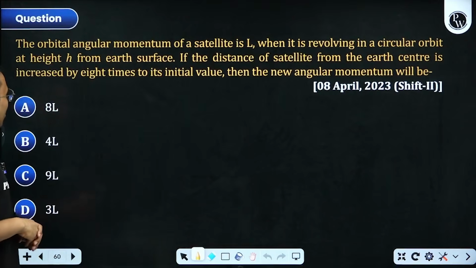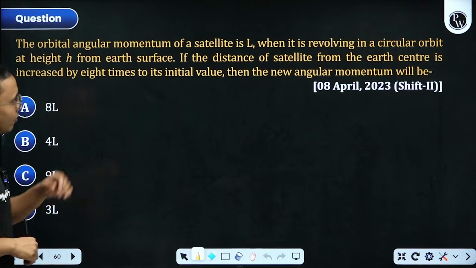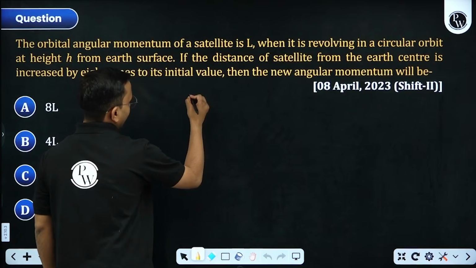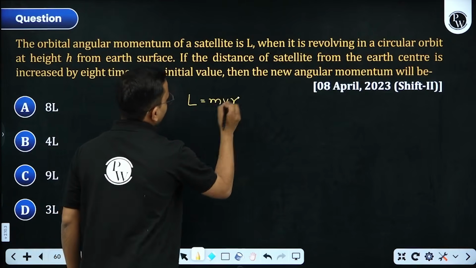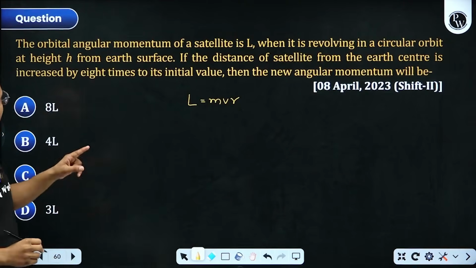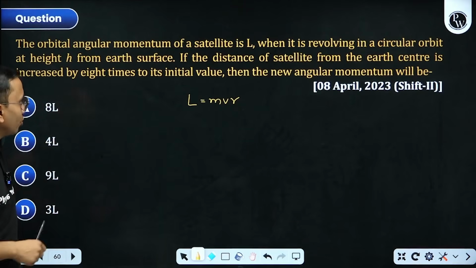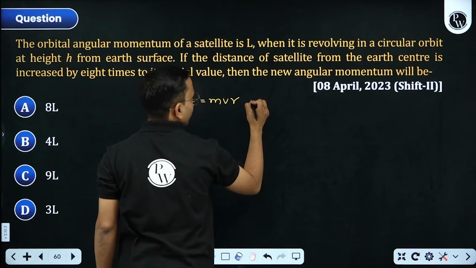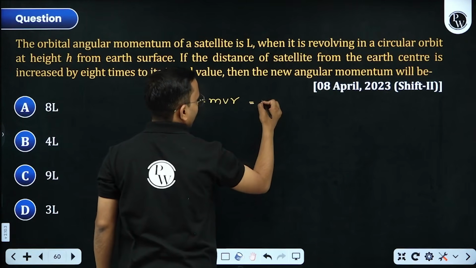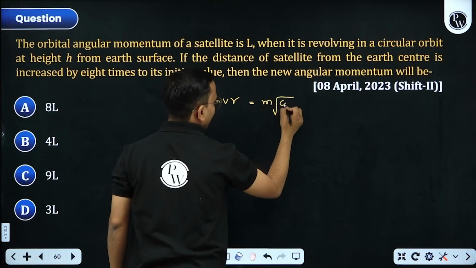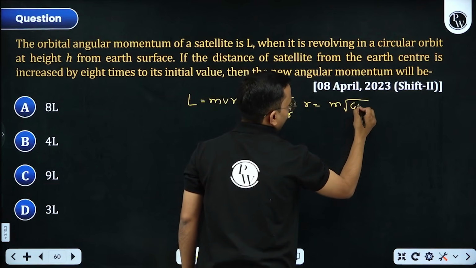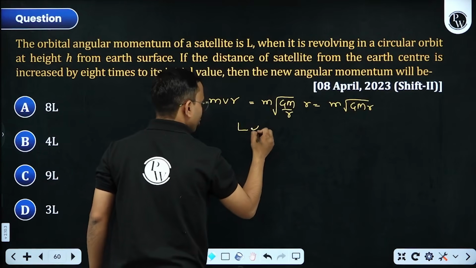Another question. The orbital angular momentum of a satellite is L when it is revolving in a circular orbit of height h from the surface. So when I say L is equal to mvr. If the distance of the satellite from Earth's center is increased by 8 times its initial value, the new angular momentum will be. So I need angular momentum in terms of r. So for v, I can put root of GM by r. So this is m root GMr. So my angular momentum is proportional to root of r.